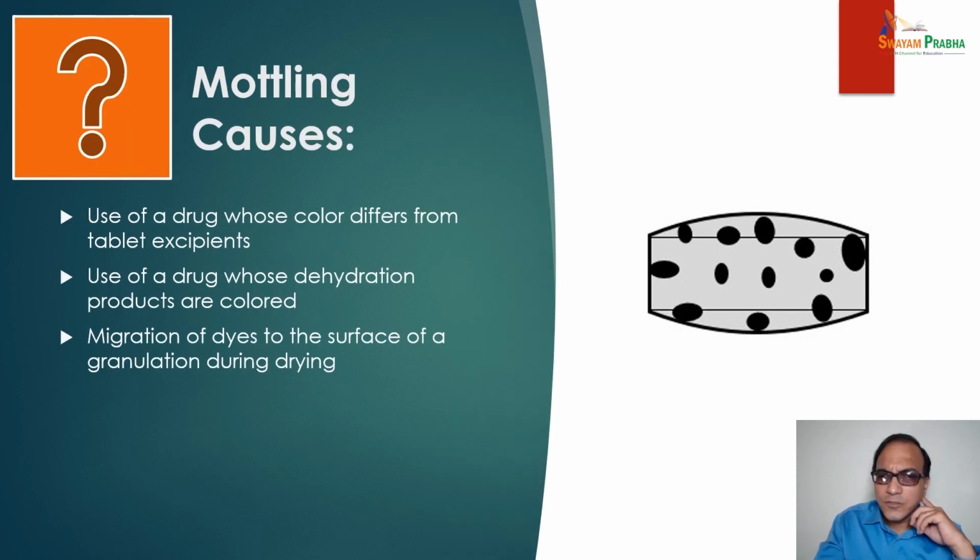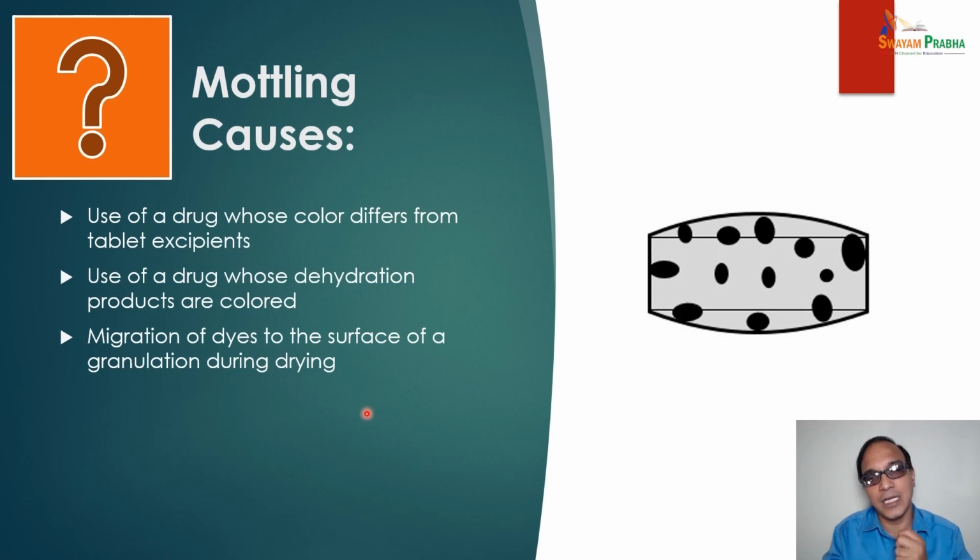What causes mottling? Use of a drug whose color differs from the tablet excipient color. If the drug API's color is entirely different from the tablet excipient, it may cause the issue of mottling. Use of a drug whose dehydration products are colored, because the dehydration may lead to products which have different colors. Also, migration of dyes to the surface of a granulation during drying.